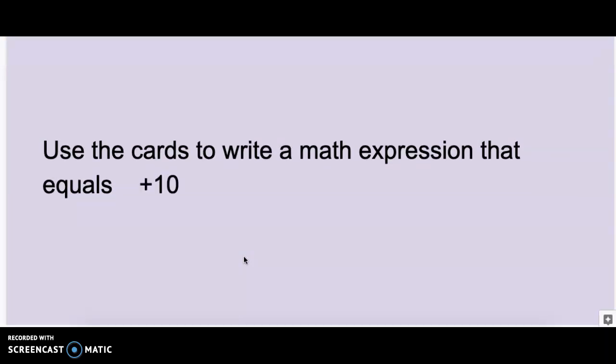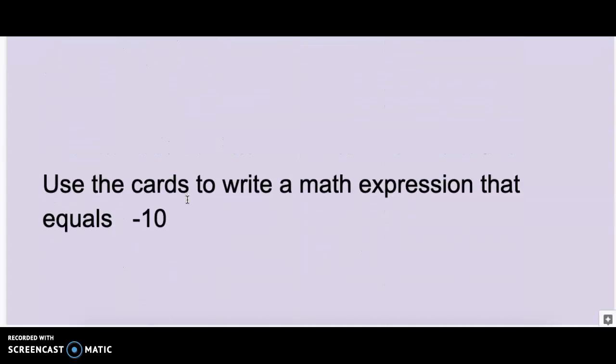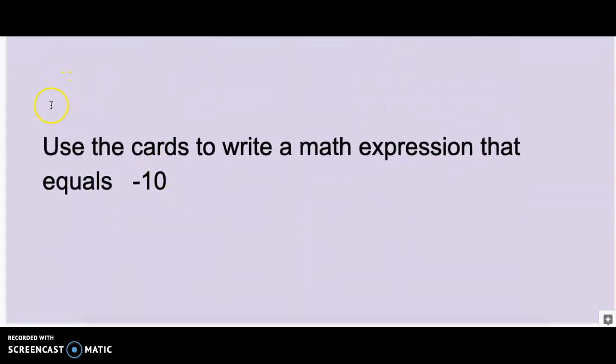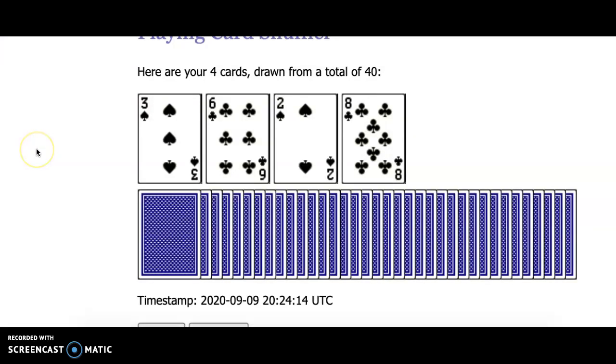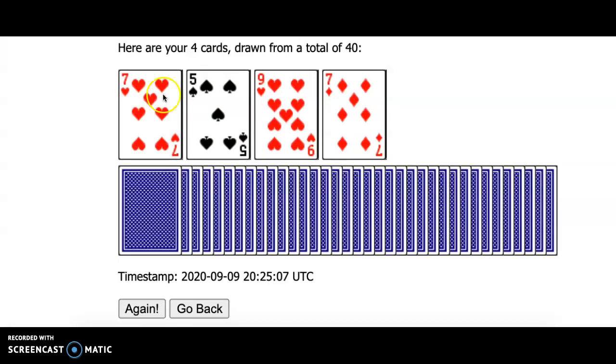Next, you're going to use the following cards to write a math expression that equals positive 10. Use these cards to make positive 10. Next, you're going to use the next set of cards to write a math expression that makes negative 10. You're using these cards to make negative 10. And our last question is to use the following cards to write a math expression that makes negative 16. So use these cards to make negative 16.